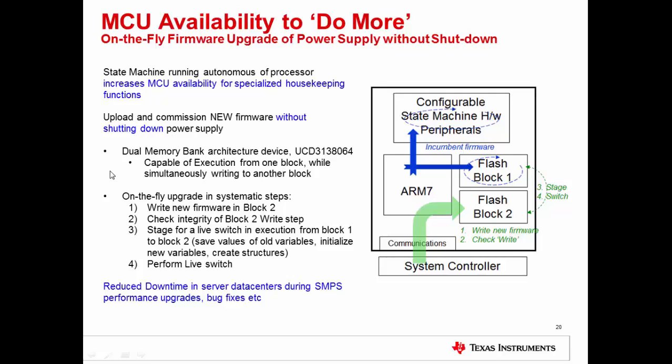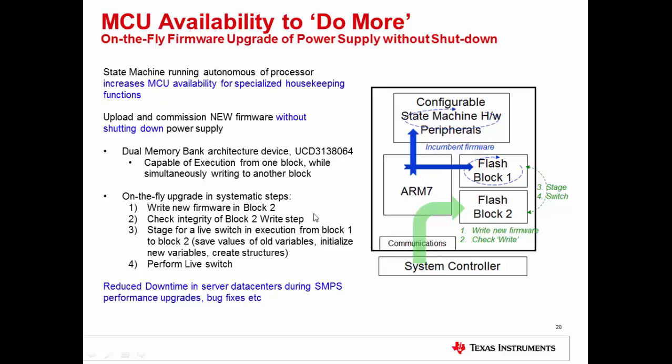On-the-fly firmware upgrade is achieved using the UCD3138-064 device in the same product family. This device is a dual memory bank architecture device. What's unique about this device is while one memory bank is executing the incumbent firmware, it is possible to simultaneously write a new firmware to the other block. The upgrade process is done in a series of systematic steps. First, the ARM processor writes the new firmware into the redundant block, block 2, while the primary block, block 1, is executing the incumbent firmware and the state machine is controlling the power supply.